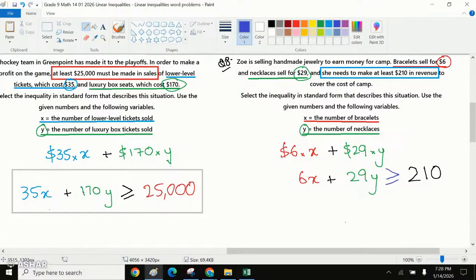Right? That means $6 per bracelet plus $29 into the number of necklaces. The total revenue or the total profit that she generated should be $210 or more than $210. That's why we use greater than over here.